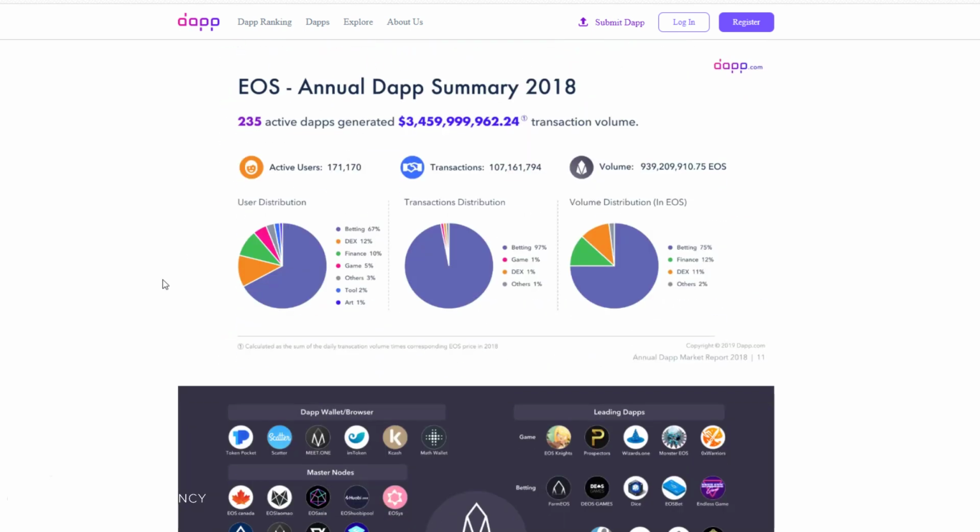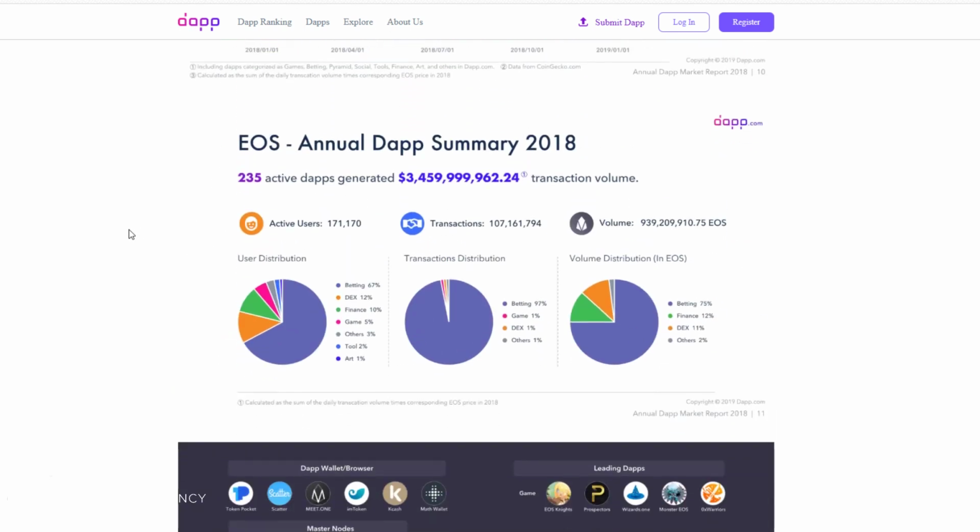Now, when we come down here, let's actually get into the meat of it in terms of the DApp summary.